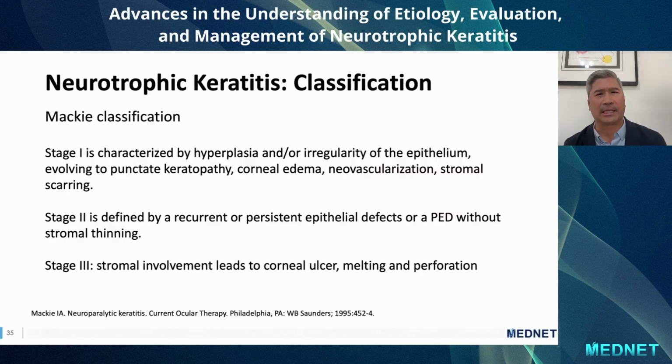And so if we look at the classifications, the Mackie classification is what most people have been using. Stage 1 is characterized by hyperplasia or irregularity of the epithelium that could lead to punctate keratopathy, corneal edema, neovascularization, and stromal scarring. Stage 2 is defined by recurrent or persistent epithelial defects without stromal thinning. And stage 3, the stromal involvement leads to corneal ulcer, melting, and perforation.